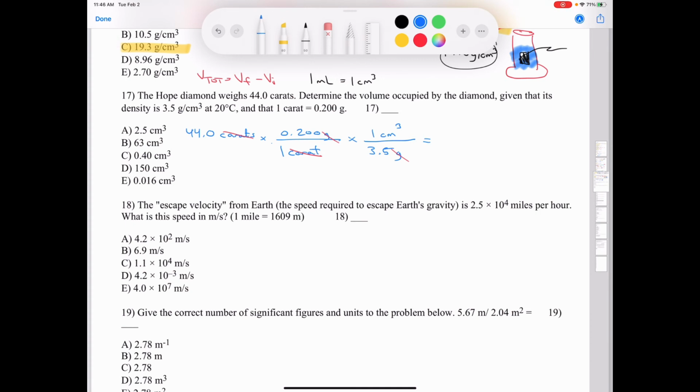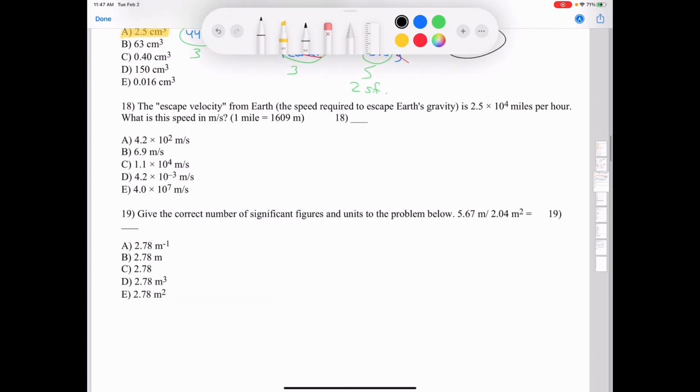Now, how many significant figures should there be in my final answer? Let's take a look at this one in a little more detail. You can see that the number of carats has 3 sig figs. The mass in the conversion factor is 0.200, which is 3 sig figs. The 1 is an exact number, so that's infinite. So far we still have 3. But if I look at my density, 3.5 grams per centimeter cubed, the 3.5 has 2 significant figures. So that means that I can report my final answer to only 2 significant figures. And so I punch that in my calculator and I get 2.5 centimeters cubed as being my volume.